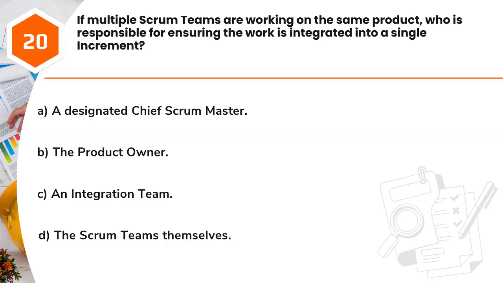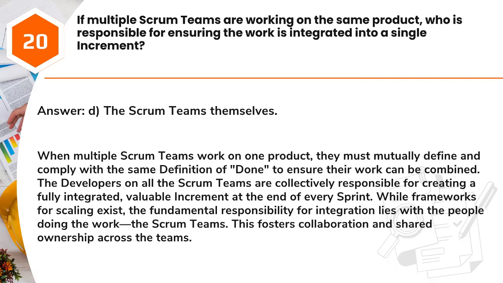Question 20. If multiple Scrum teams are working on the same product, who is responsible for ensuring the work is integrated into a single increment? A. A designated Chief Scrum Master. B. The product owner. C. An integration team. D. The Scrum teams themselves. Answer: D. The Scrum teams themselves.